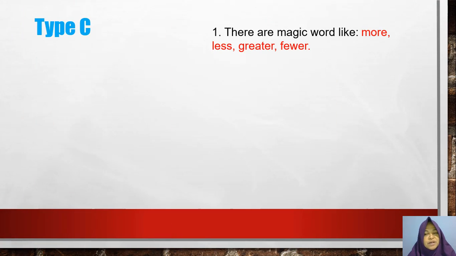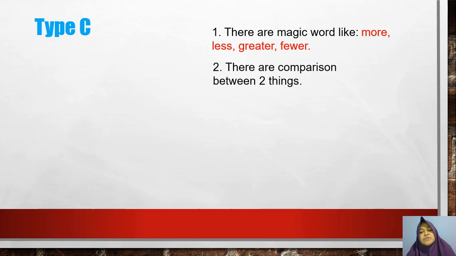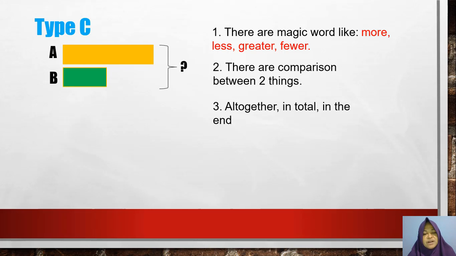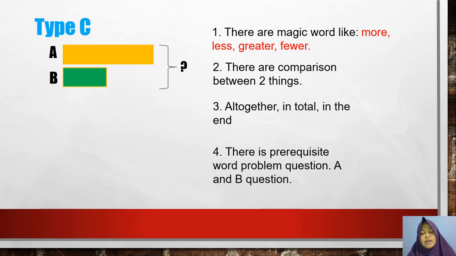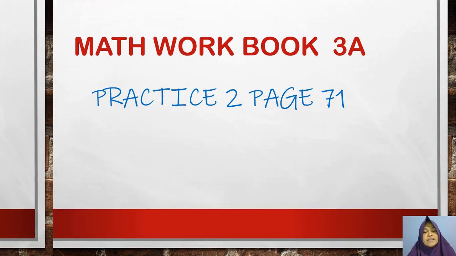Type C has magic words like more than, more, less, greater, fewer, and also a comparison between two things. The models will be like this, and then they are all together in the total in the end. That is the keyword for type C. Remember, type C usually has prerequisite word problem questions, usually A and B questions. Okay, students, now let's practice.